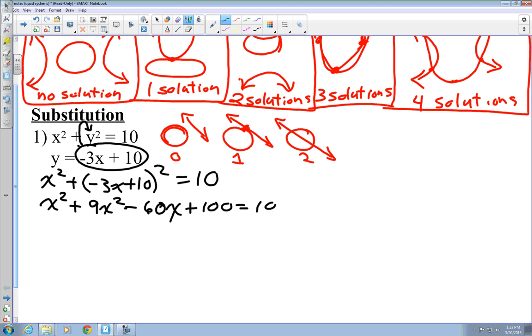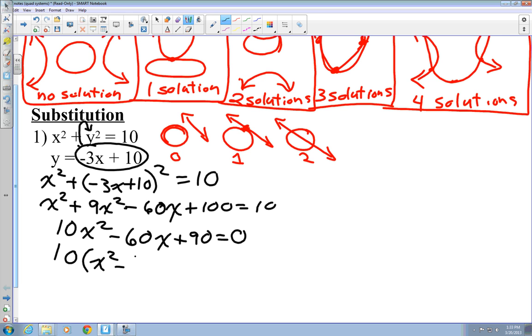So x squared plus 9x squared is 10x squared. We're going to combine like terms. Minus 60x is just, that's the only x term we have. Plus 100, but I'm going to subtract 10, so I get plus 90 equals 0. Okay, so next thing you do is you look at it and you say, oh, there is a greatest common factor. What is it? 10. So I've got 10 times x squared minus 6x plus 9 equals 0.